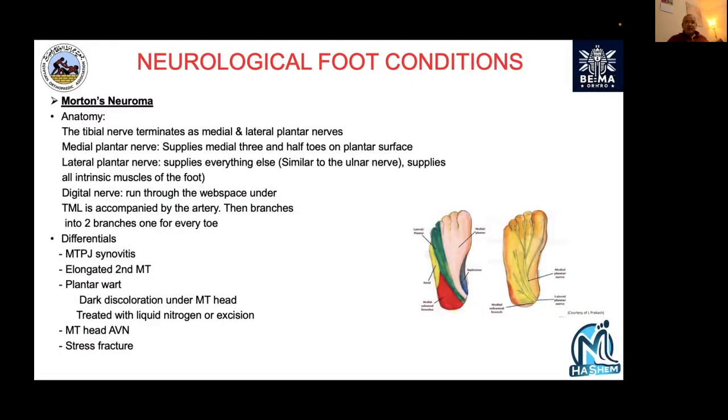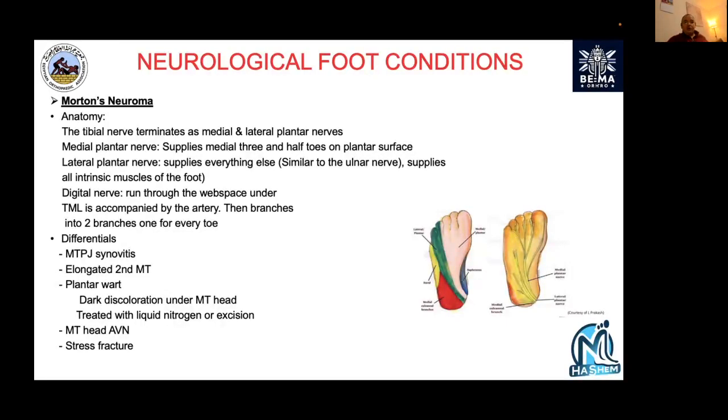Anatomy, as we explained. Differential diagnosis: any problem in the forefoot, MTP joint synovitis, elongated second toe, plantar wart, metatarsal head avascular necrosis, stress fracture. So don't take it simply. A patient comes to you complaining of forefoot pain under the second metatarsal head, it's just Morton's?